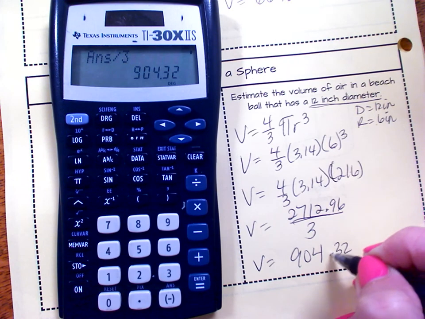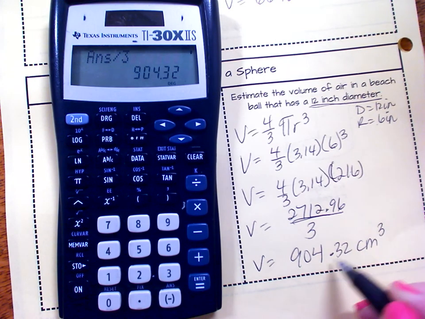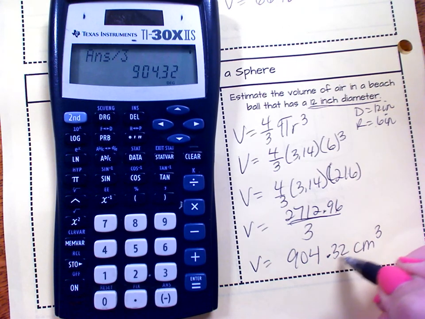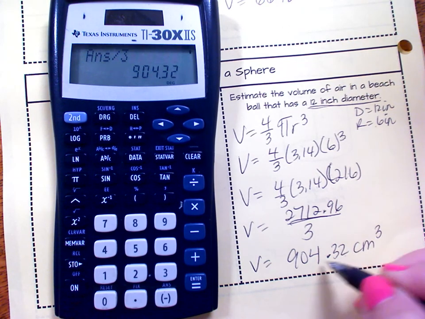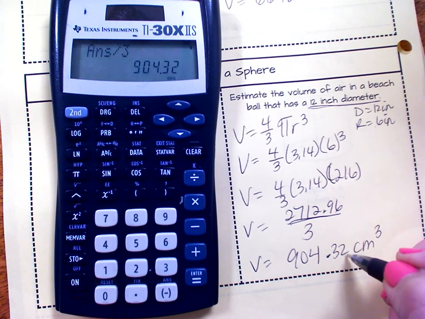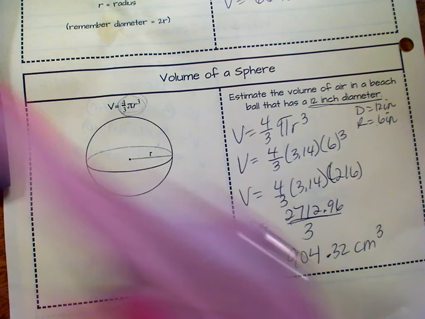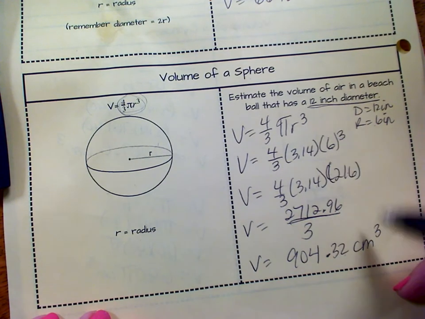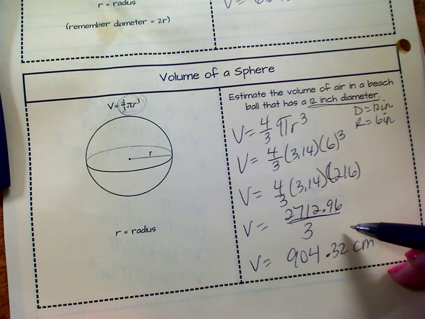Divide by 3 equals, the volume is 904.32. So don't round to the nearest whole number. You guys are getting to a point in your math where you can go to the nearest hundredths. Don't round to the nearest whole number unless it tells you to, but round to the nearest hundredths. So the volume of that sphere is going to hold 904.32 cubic inches of air in that beach ball.